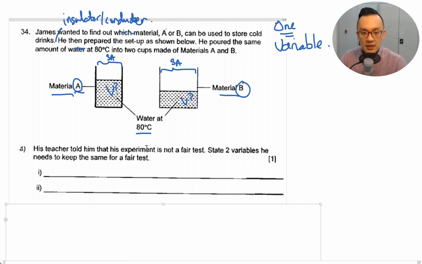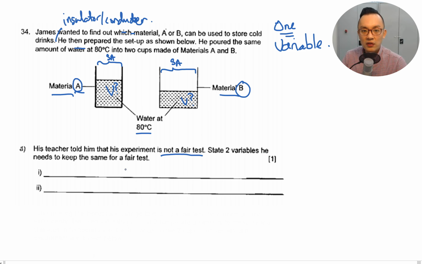His teacher told him that his experiment is not a fair test. State 2 variables that he needs to keep the same for a fair test. All right, oh, cool. So I've already written here. So he needs to keep the surface area of the container the same. All right, or if you find the word surface area too difficult, then you just say he needs to use the same container.